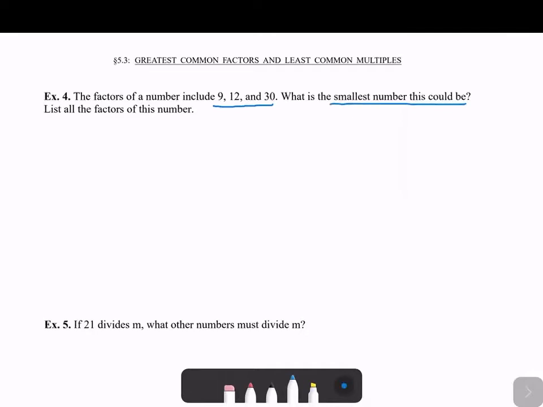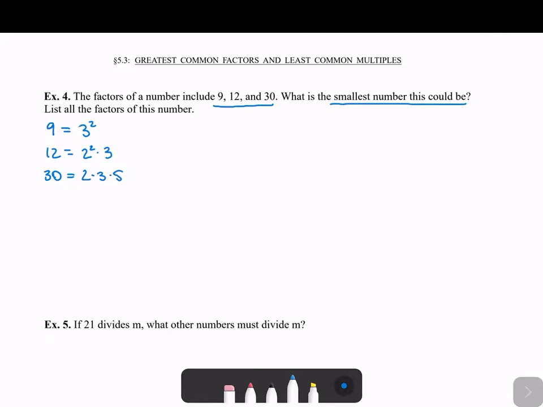So again, we're going to do this using the prime factorization. So 9 is 3 squared. 12 is 2 squared times 3. And 30 is 2 times 3 times 5. I wrote these quickly just because we talked through these in previous videos. Okay, so again, we want to find the LCM.